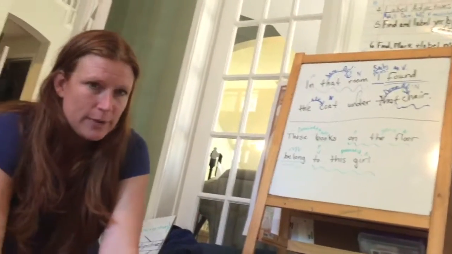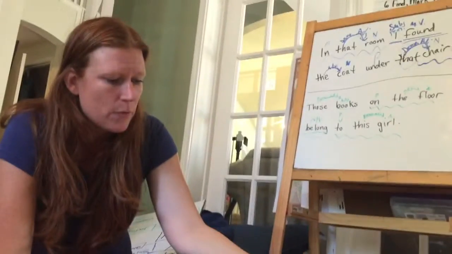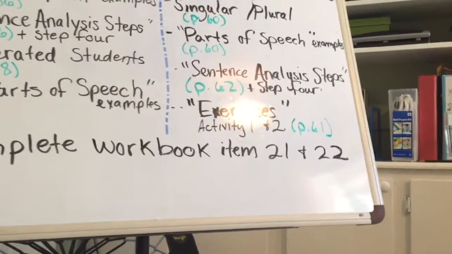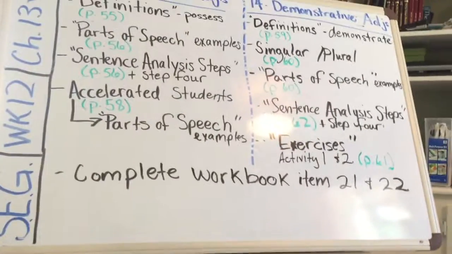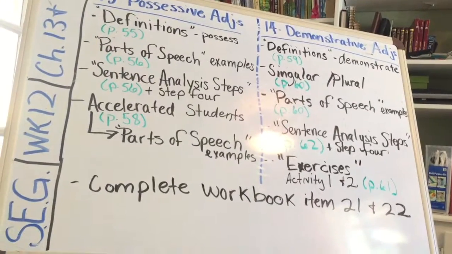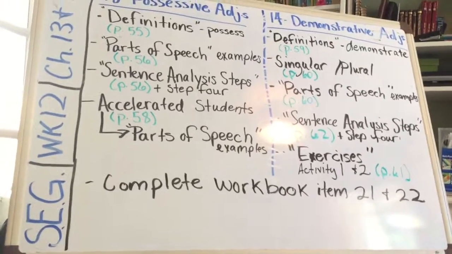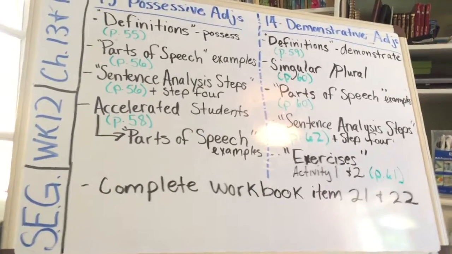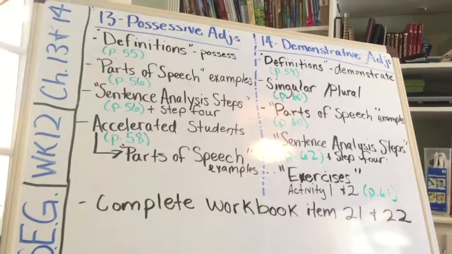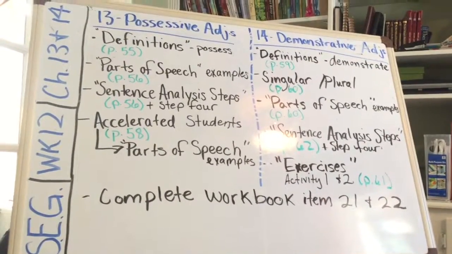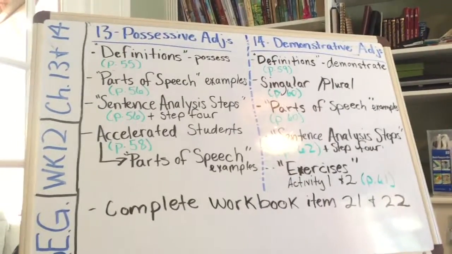All right. You guys, please complete workbook items 21 and 22. After you do it, have your parent use the answer key to check your work for you. And I want you to turn this in on Tuesday. We need to see your progress and how you're doing with your grammar.